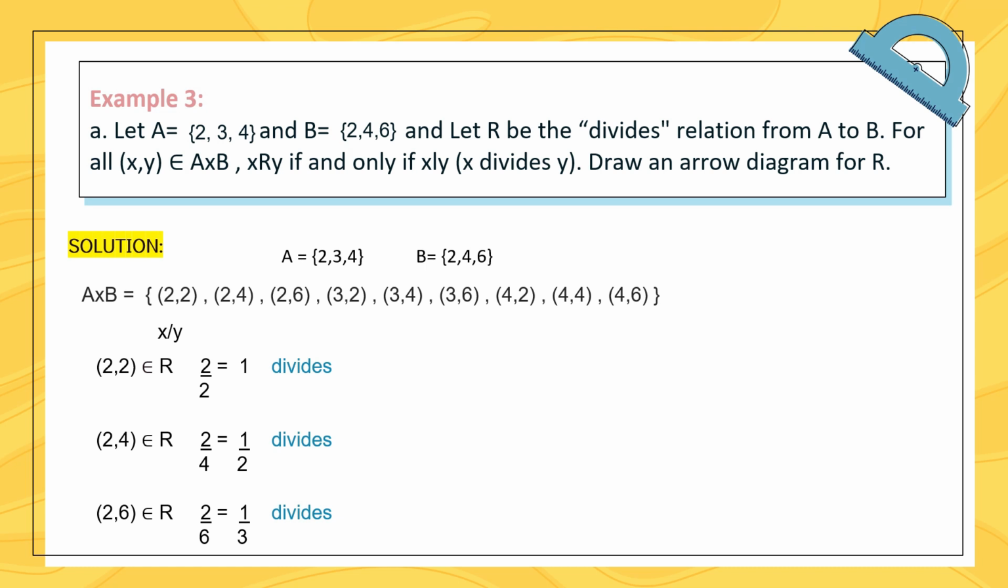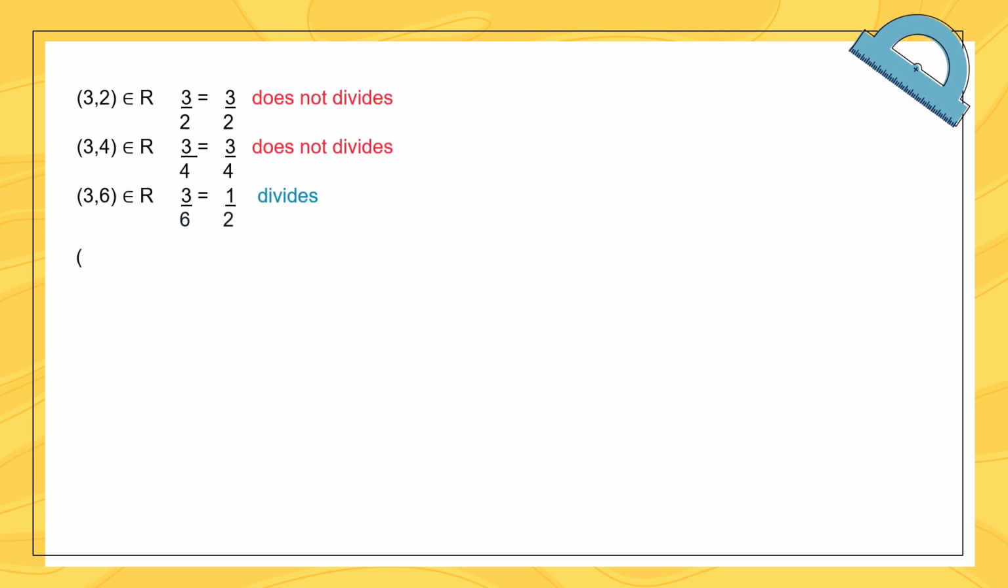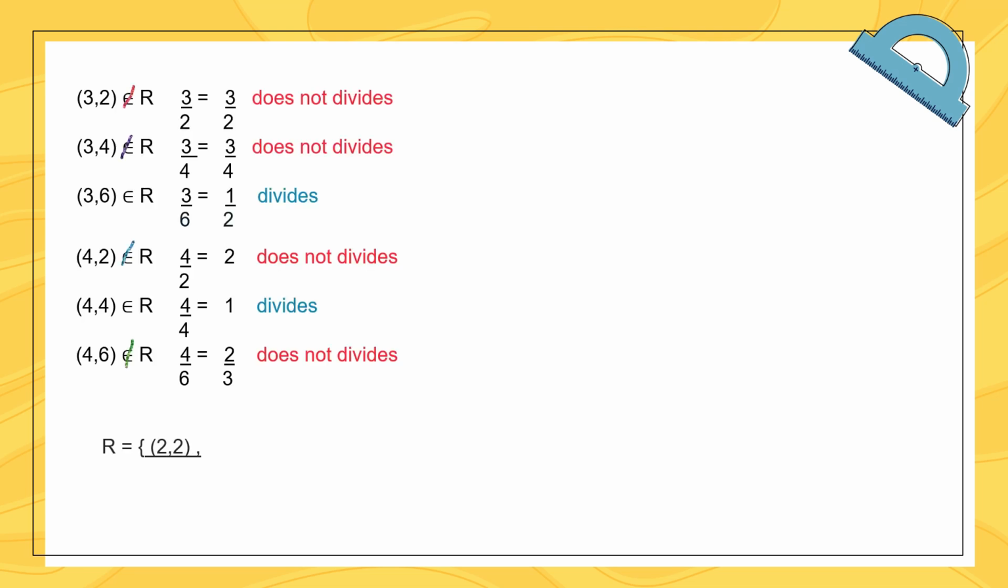2, 2 is an element of R because 2 divides 2. 2, 4 is an element of R because 2 divides 4. 2, 6 is an element of R because 2 divides 6. 3, 2 is not an element of R because 3 does not divide 2. 3, 4 is not an element of R because 3 does not divide 4. 3, 6 is an element of R because 3 divides 6.